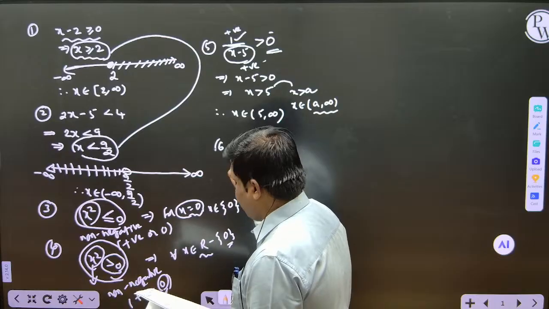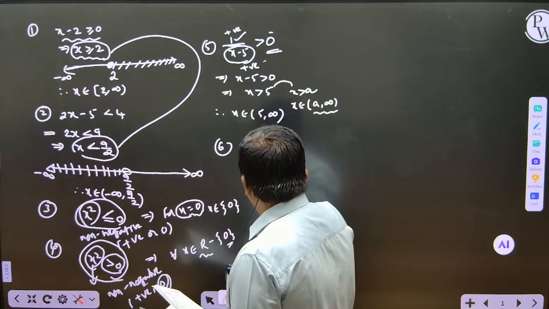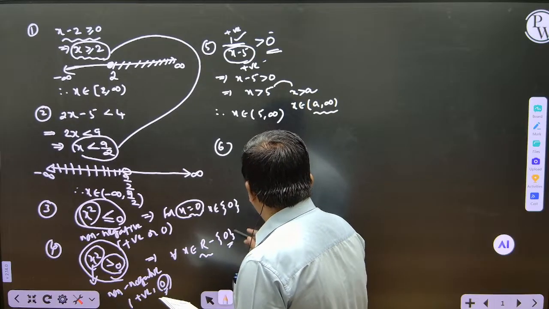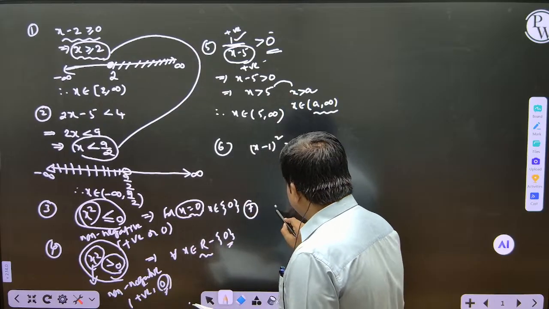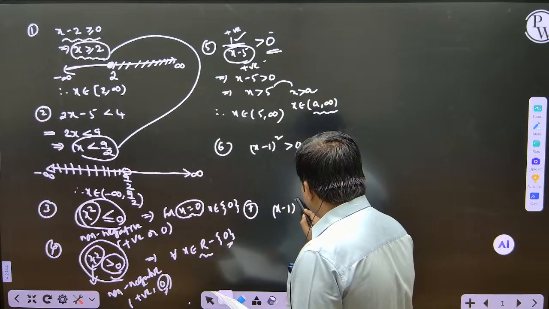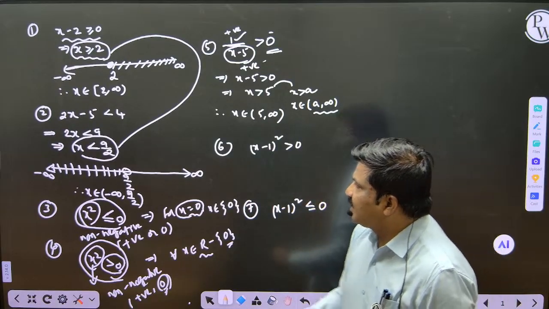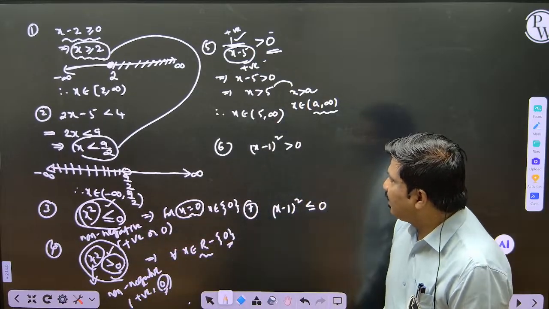Next, see the question. (x minus 1) whole square greater than 0. Seventh question same: (x minus 1) whole square less than or equal to 0. Same kind of question as how we did here. Same type of question as how we did here.